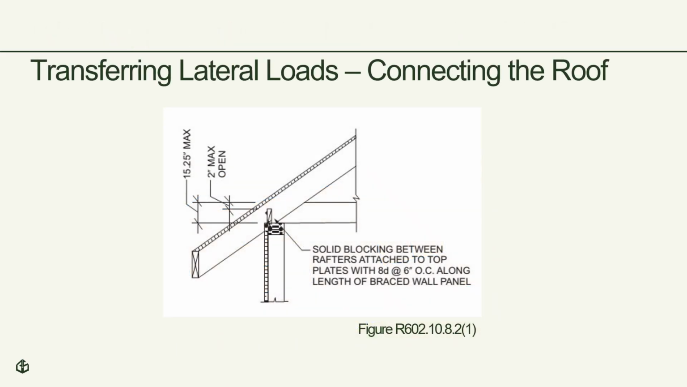When looking at the roof, it's important to recognize that if the roof is not properly connected to the brace wall panels, then the loads won't be transferred and failure can occur at the roof portion of the building. The code provides several options. The first is where the heel of the roof is less than 15¼ inches above the top plate. In that case, the load may be transferred through solid blocking that is properly nailed.